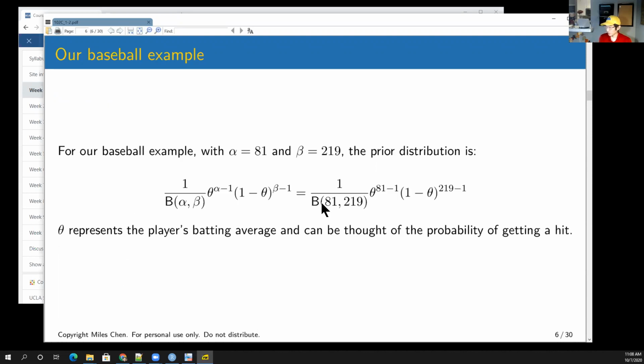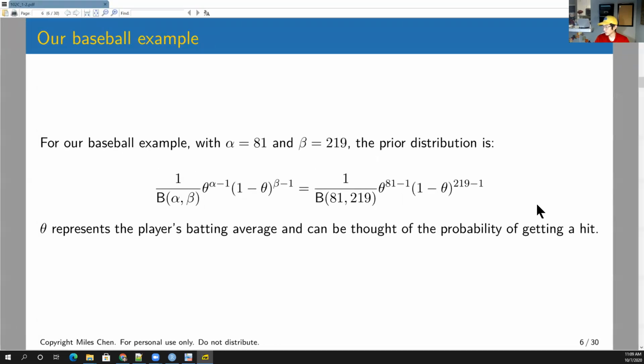Okay, and so if I create my PDF for this distribution, we're going to get something that looks like this. We're going to get 1 over the beta function alpha comma beta, theta raised to the alpha minus 1, 1 minus theta raised to the beta minus 1. And so I get 1 over beta(81, 219), theta raised to the 81 minus 1, 80, and 1 minus theta raised to the 219 minus 1, or 218. Okay. And again, theta represents the player's batting average, and we can think of it as the probability of getting a hit.